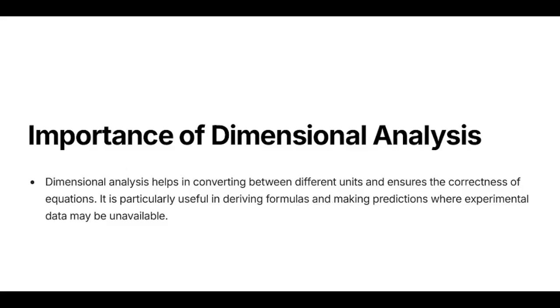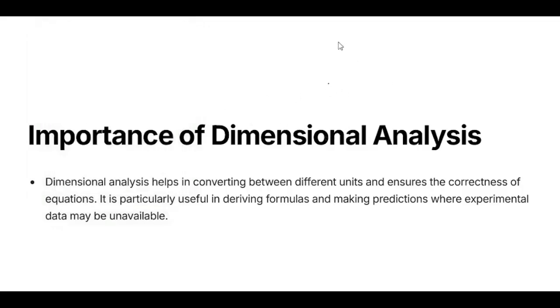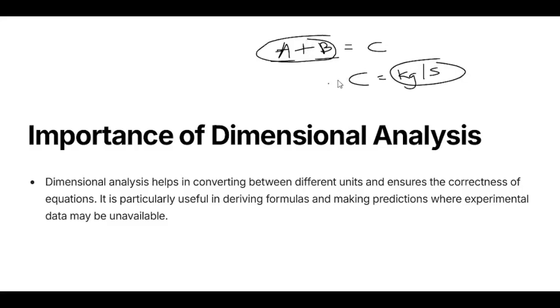Let me explain what I mean by that. Let's say we had this equation: a plus b equals c. If the unit of c is kilogram per second, it means the unit of a and the unit of b should be able to balance off to be equal to this. That's when you're carrying out dimensional analysis.